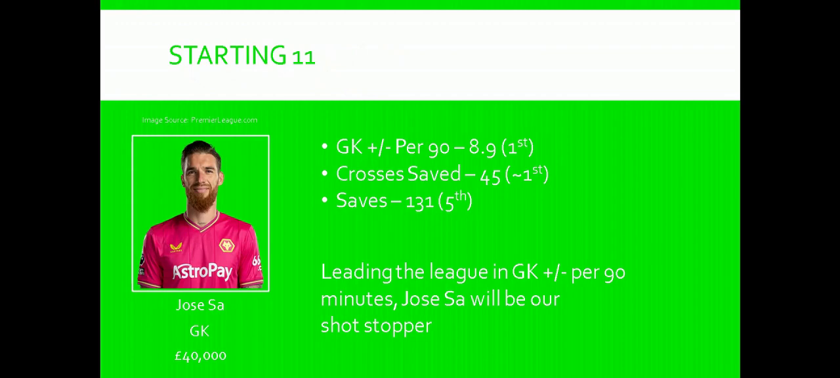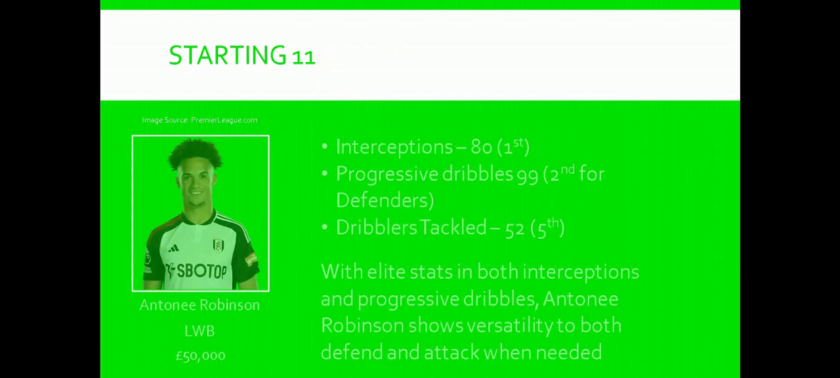At left wing back, we've got Anthony Robinson. Led the league in interceptions, 2nd amongst defenders for progressive dribbles, and 5th in dribblers tackled. By being great at progressive dribbles, he could be an offensive threat, but by having great interceptions and dribblers tackled, he could also be great defensively as well.